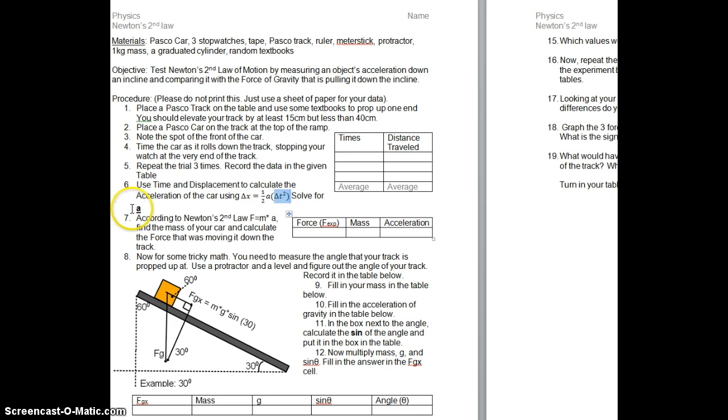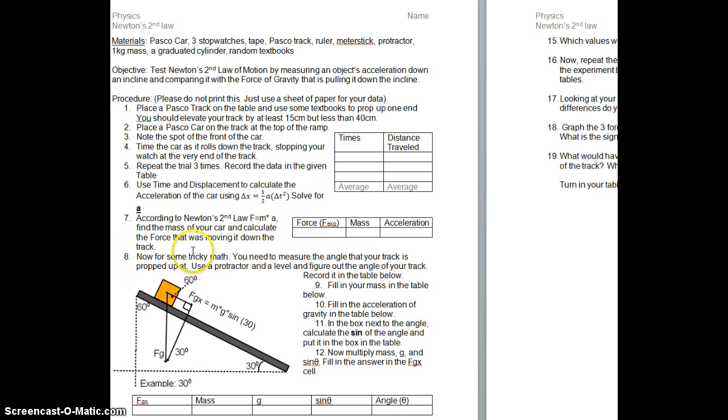So that acceleration that you solve for here in number 6 is going to go in this table right here. You're going to put that there. Honestly, you're going to use these papers not as your worksheet, but you're going to write on paper for me. So you're going to get the mass. You do have to take the mass of your car. You have to get the acceleration you calculate, and you're going to calculate force using number 7 here, F equals m times a.